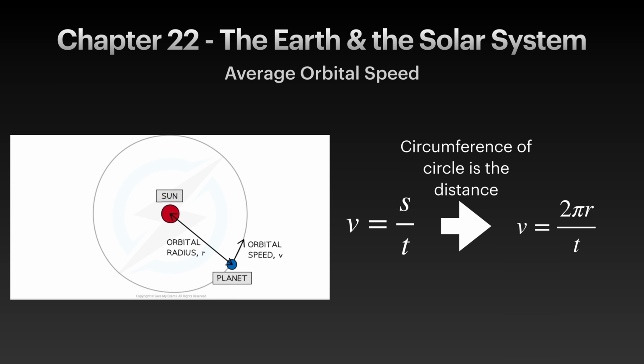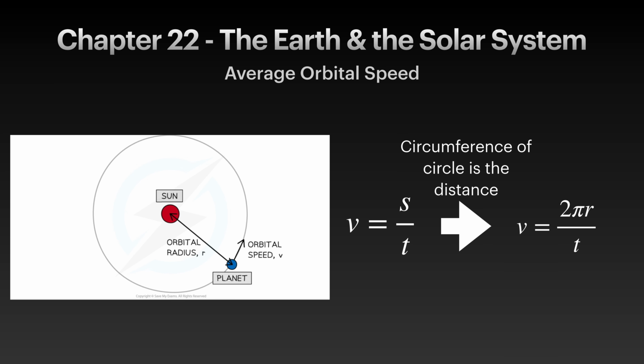The next concept is very important to understand in this chapter, the average orbital speed. Planets travel in orbits around the Sun. To calculate the average orbital speed of a planet, we use the simple formula, speed equals distance divided by time. For circular orbits, the distance is the circumference of the orbit, which is 2πr. So the formula becomes v equals 2πr divided by t, where r is the orbital radius and t is the time for one orbit.